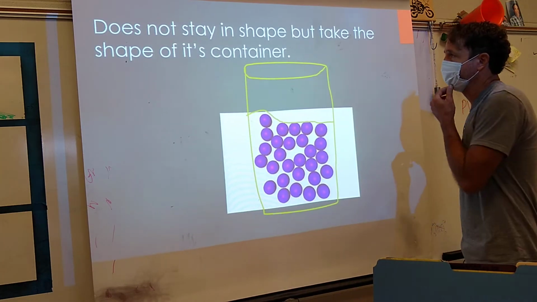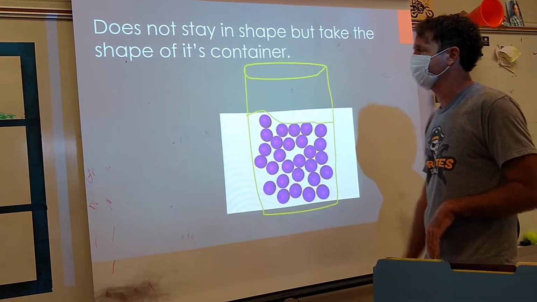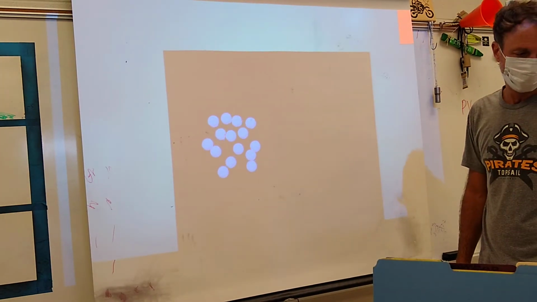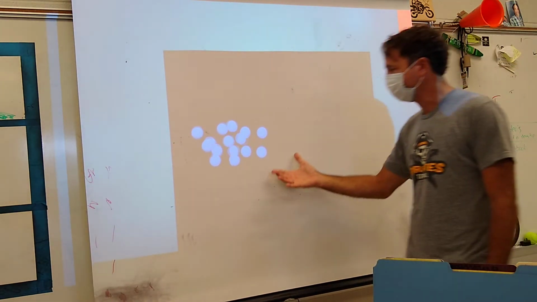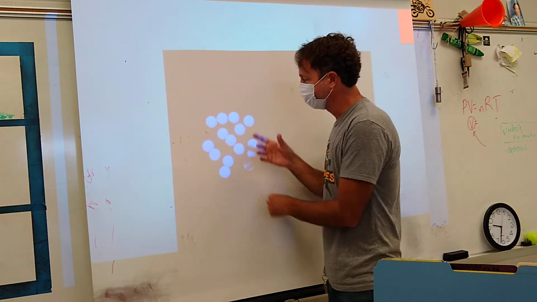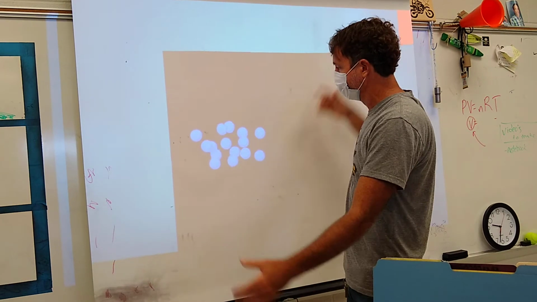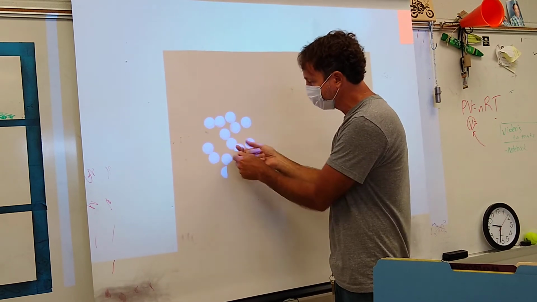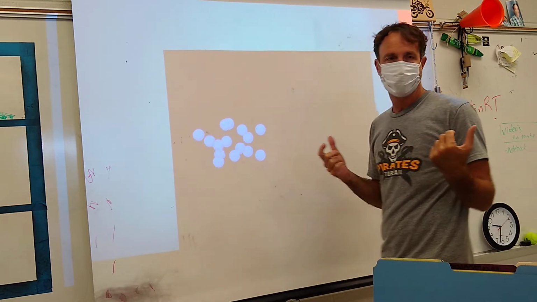Okay. Now, a liquid doesn't keep its shape. It takes the shape of the bottom of the container. Okay? And then this is how liquids move. They're trading places with each other, but they're not going away because they're still pulling on each other. Every time they hit, they pull on each other, kind of like taffy.